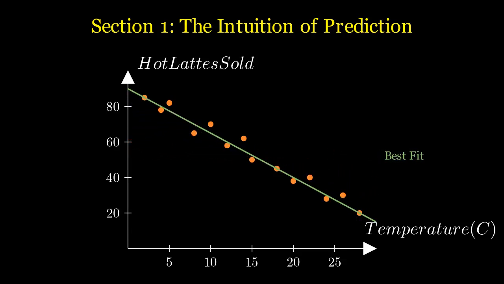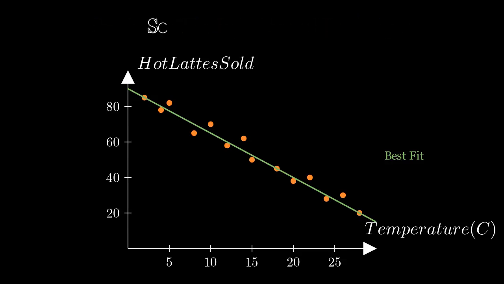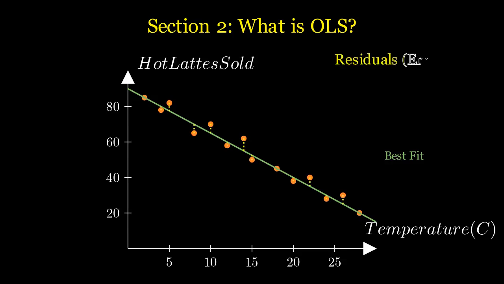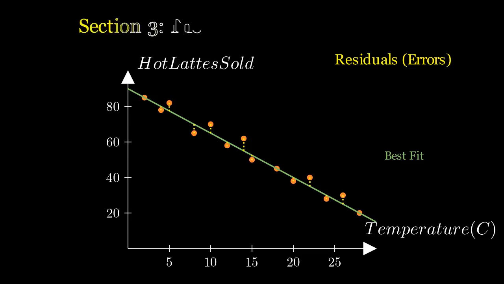Section 1. The intuition of prediction. Before we touch the math, we must understand the goal. Prediction is about reducing uncertainty. If I tell you it's 5 degrees Celsius tomorrow, you want a model that tells you exactly how many liters of milk to buy. A bad line would leave you with too much milk, or worse, thirsty customers. We need the best fit.